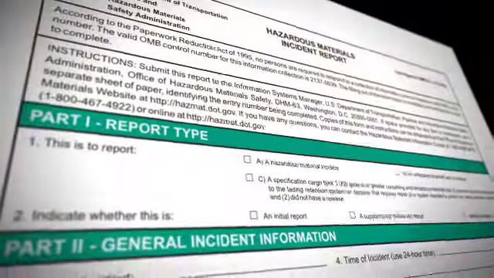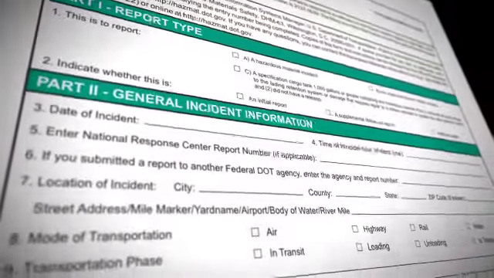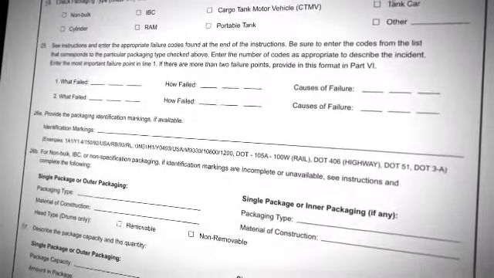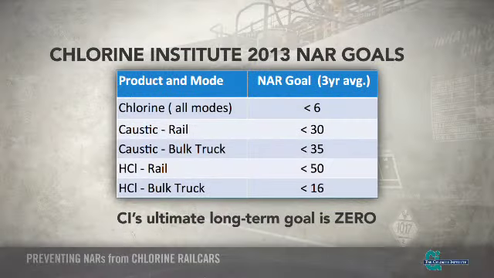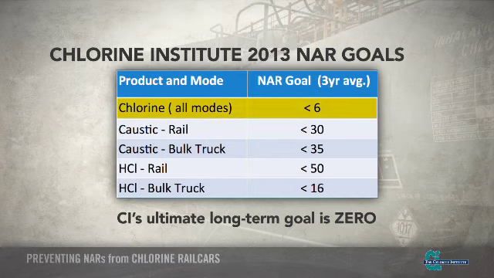The Chlorine Institute uses the DOT 5800 reported NARs to monitor the performance of the industry's efforts in reducing preventable chlorine releases. CI has set long-term, intermediate, and annual goals by mode for all of the chemicals covered under the Institute's mission, including chlorine, caustic soda, and hydrochloric acid. For chlorine, the goal is to have less than the 3-year average of 6 NARs per year by 2013.